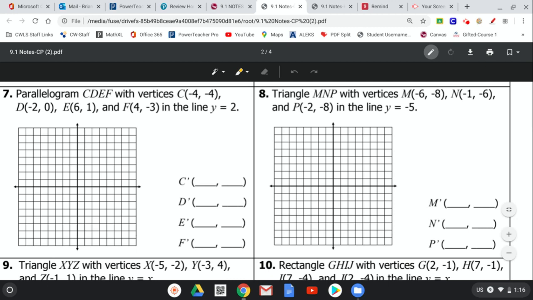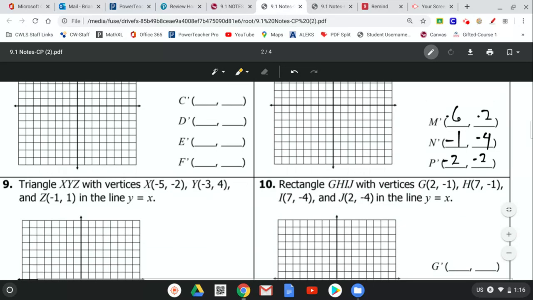All right, guys, so it got erased here, but the solution to number 8 should have been -6, -2, -1, -4, and -2, -2, okay? All right, so moving on to number 9 here.